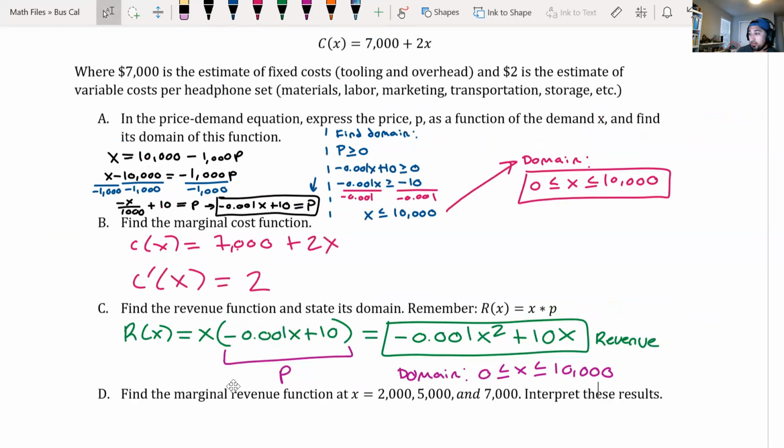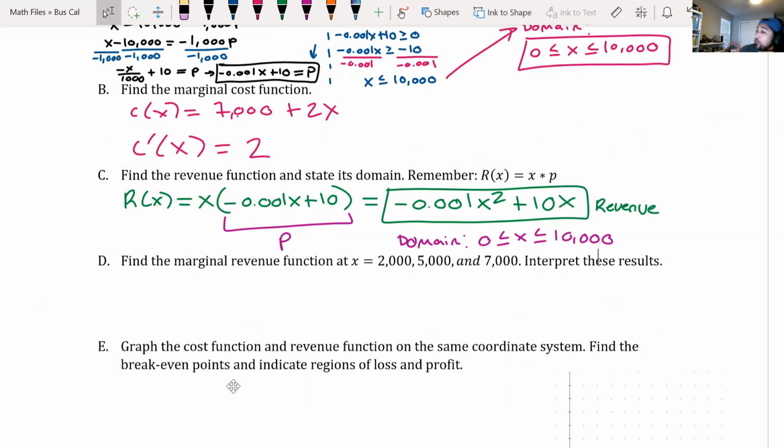Yeah. Now we're going to plug in the 2,000, 5,000, and 7,000. See what we get, right? Yes, in a moment though, because D says find the marginal revenue function, which means we're going to find the derivative of the revenue function, and then we're going to plug in those numbers. So look at those keywords. Marginal revenue means it wants the derivative of the revenue function, and then we'll plug in those X values. And of course, we'll interpret what it means.